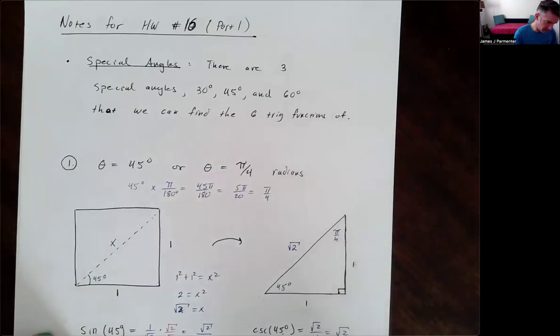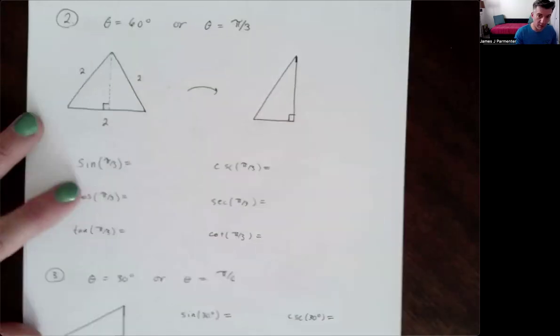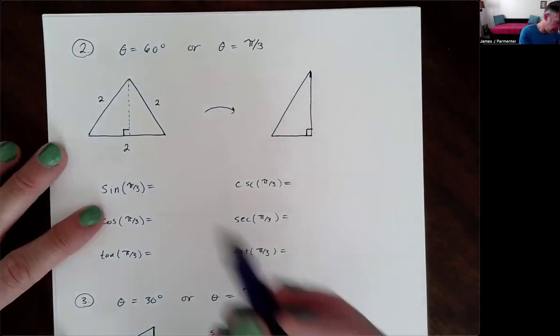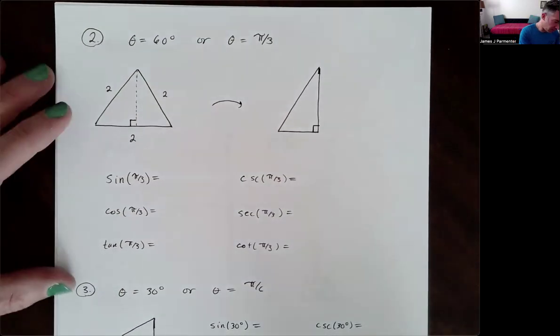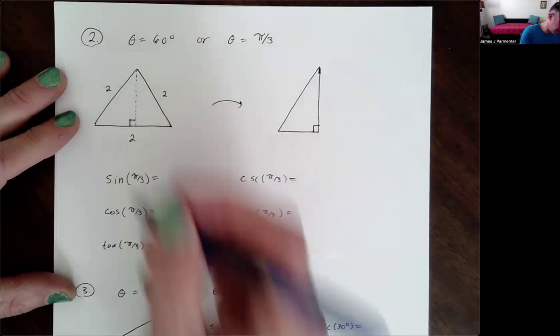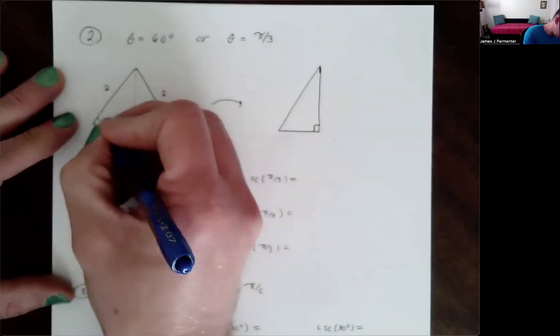So the other two angles we're going to get by taking an equilateral triangle, side length of 2. You can actually make the side length whatever you want, but 2 is convenient. And then we're going to cut it in half down the middle. I should point out that each of these angles here is 60 degrees.